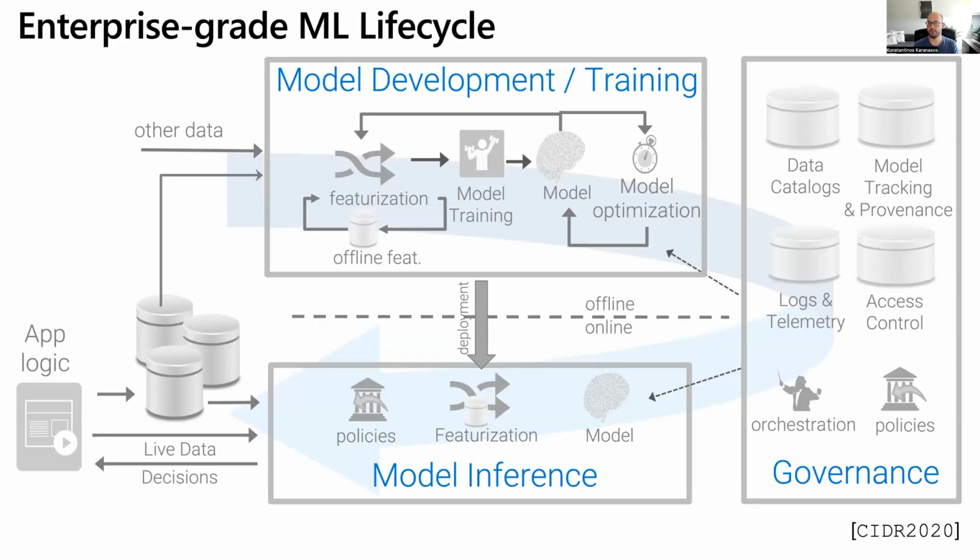As most of you are already familiar with, machine learning involves two main parts. The training part, where we're using existing data to build models, and the model inference part, where we're using these trained models in order to perform predictions over new data. Now, 2 years ago at CIDR, we laid out our vision for enterprise-grade machine learning and identified various challenges across the board. In this work specifically, we will be focusing on the model inference side of things.